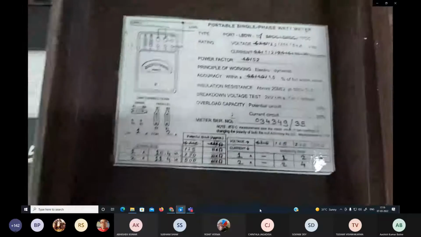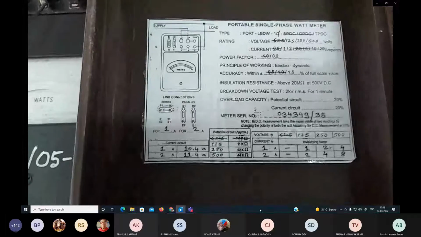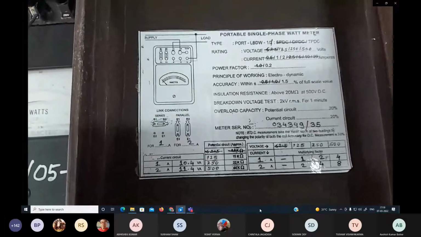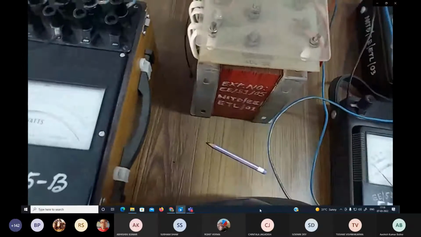So here it is a very easy one. Here the multiplying factor is 1, so there is no need to multiply anything. Always whatever reading comes, you have to take that. So now we have to take the reading. We will note down the reading.